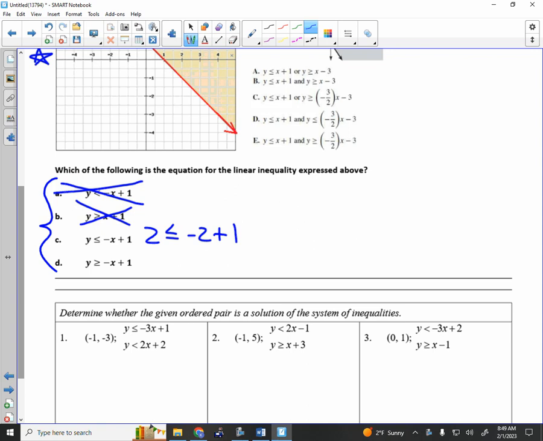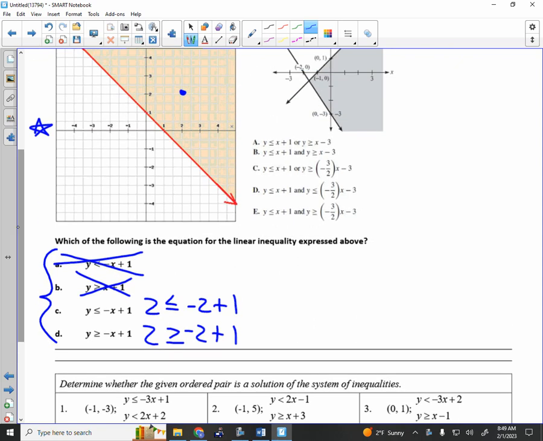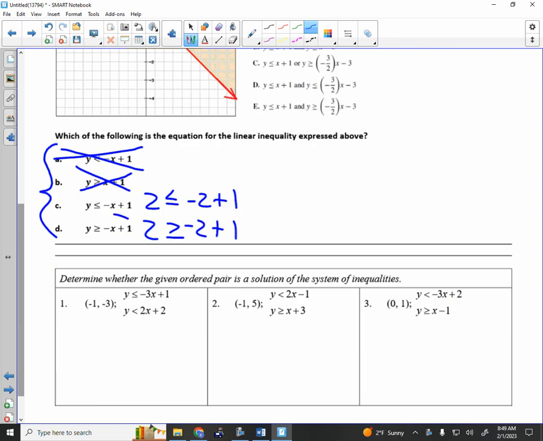Let's try this one. Is 2 greater than or equal to negative 2 plus 1? Yeah, it is. And so you can see right now that this point is part of the solution set, so it works for letter D. Works for letter D. Okay?